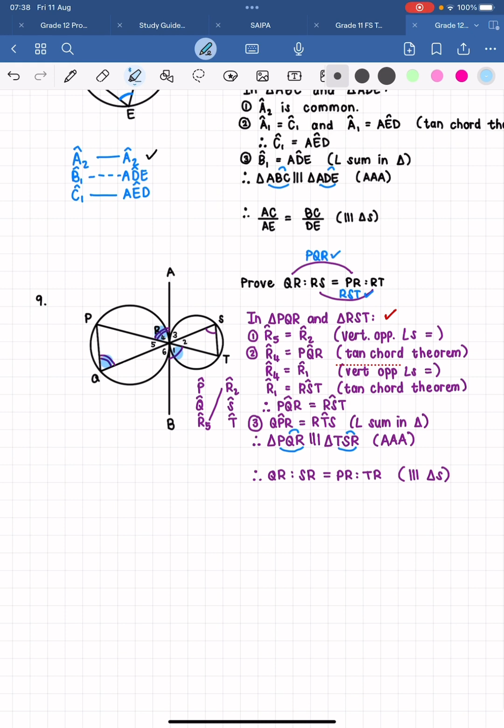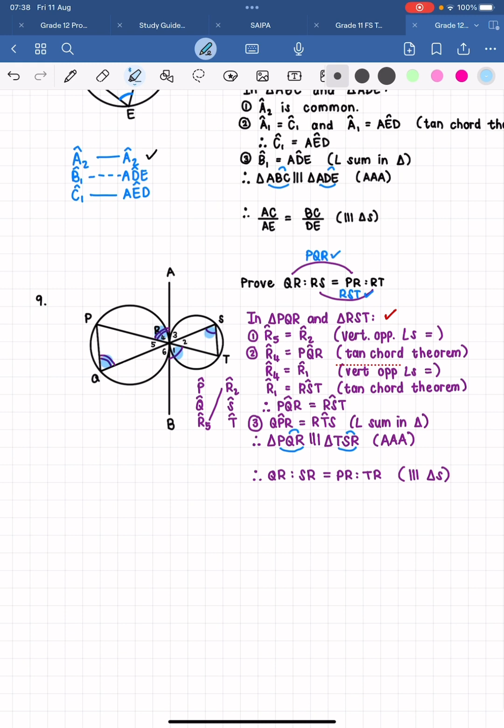R1 is between the tangent AB and chord RT. And then RT subtends angle S at the circumference of the other circle. So there we have that angle Q is going to be equal to angle S. All right, but you have to write all of those down. So let's just quickly go through what I wrote down.